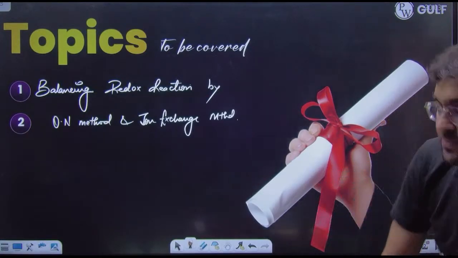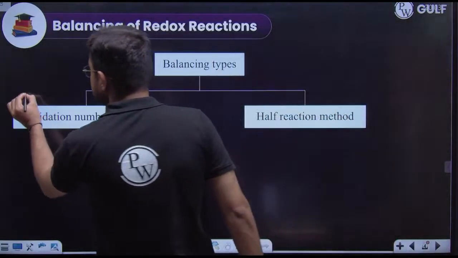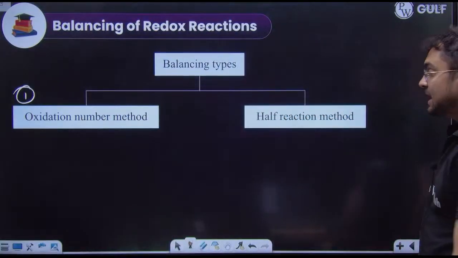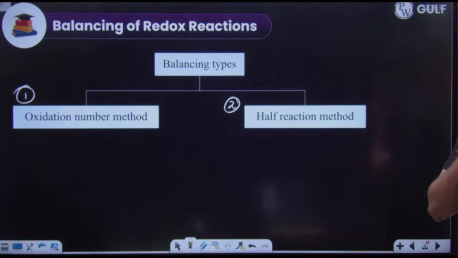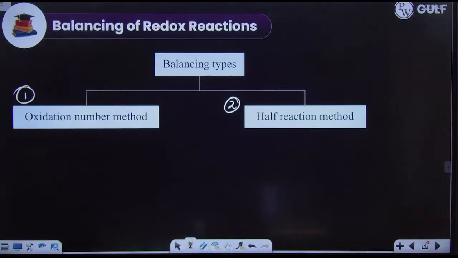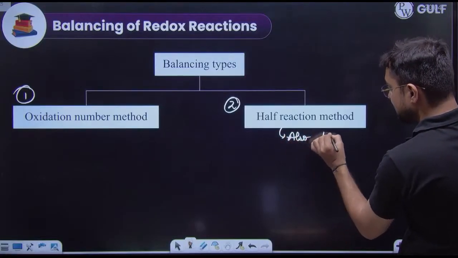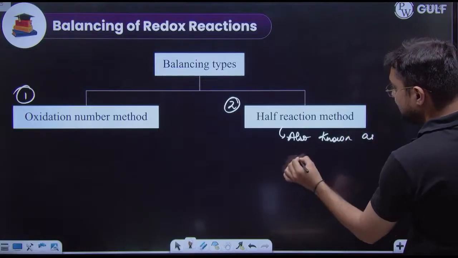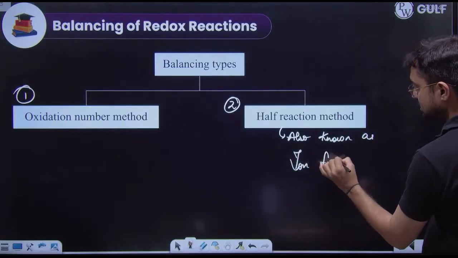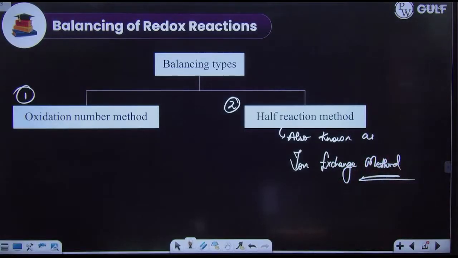Okay, so I have already written everything on the notes. As you can see, balancing of the redox reaction can be done by two types. Number one is the oxidation number method, and number two is the half reaction method, that is also known as the ion exchange method. So we will be learning how to balance these redox reactions.